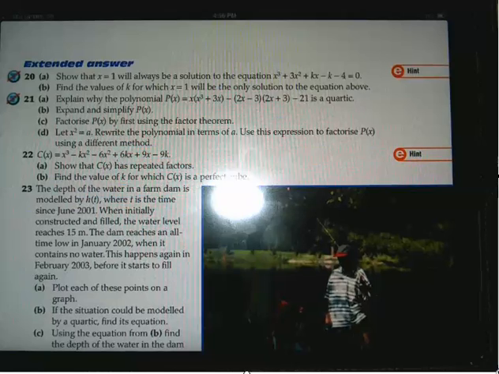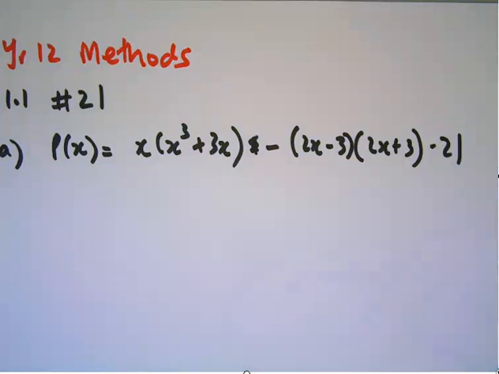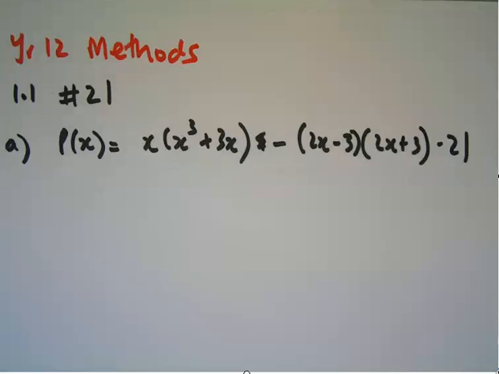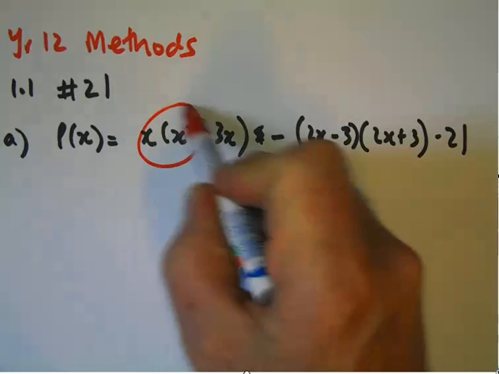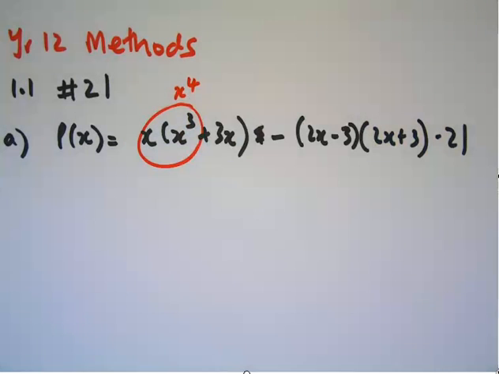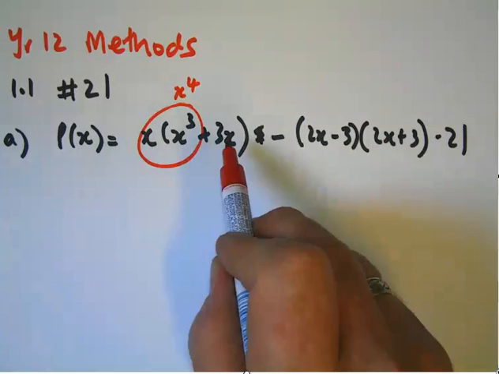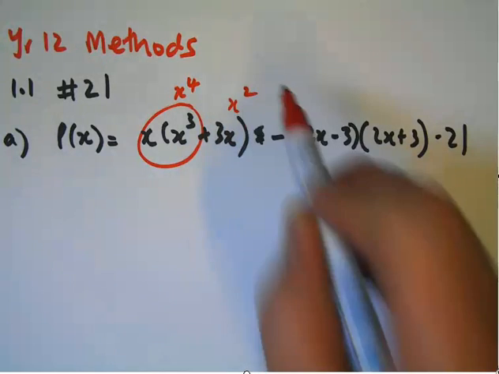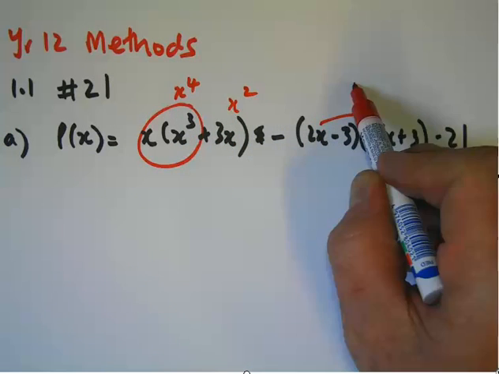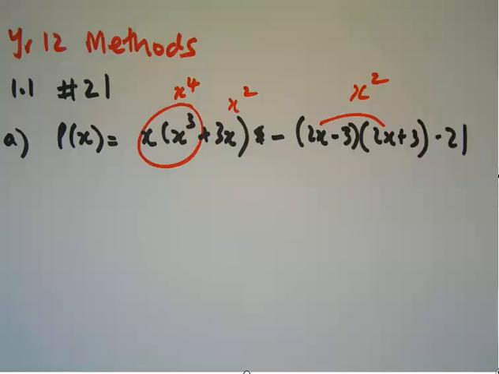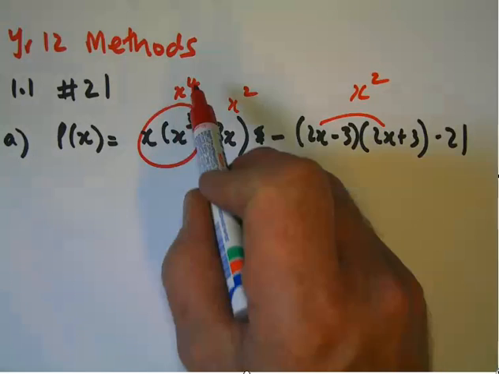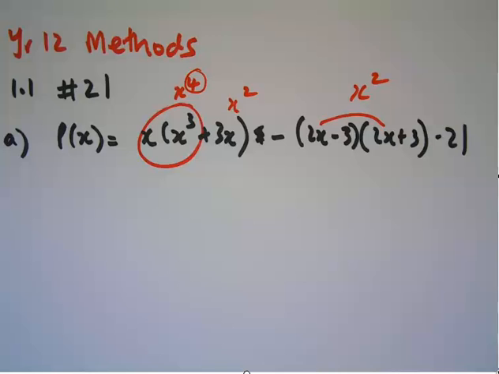Okay then. Why is this polynomial a quartic? If I was to multiply and expand out, when I multiply these two, I'll get x to the power of 4. Multiply x by that, I'll get x to the power of 2. Multiply these two, I'll get x to the power of 2. The highest degree of this polynomial is degree 4, which makes it a quartic.